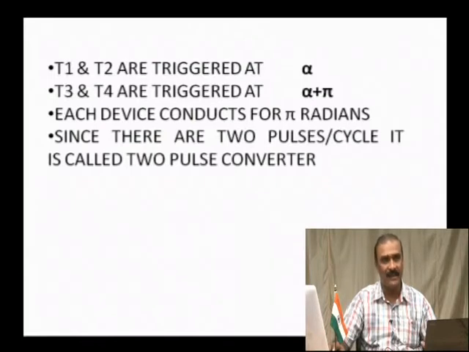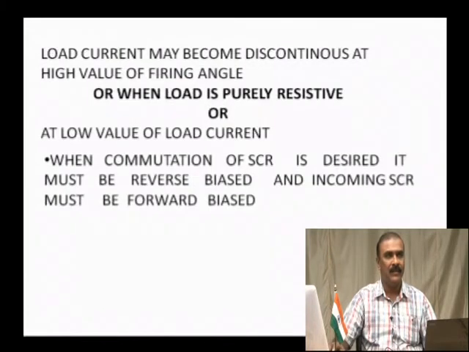Switching time is very important here in case of these thyristors. Based on those assumptions, these are written. It is assumed that they are switched off immediately after crossing 0. Now, load current may become discontinuous at a high value of firing angle, or when the load is purely resistive, or for a low value. There are several aspects to discuss here, but this is out of the scope of this particular curriculum, so I am not discussing this part here. We are confining ourselves to the syllabus of our particular course.